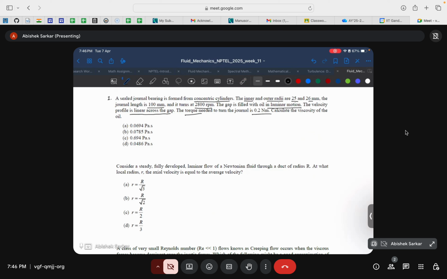Okay, so this is a standard problem for Taylor-Couette type flows, but here they have simplified the problem, considering the gap between the two surfaces to be very small, and imposing the linear velocity profile condition. Okay, so let us see how it is solved. The consideration of the velocity profile to be linear simplifies the problem very much. Let us see what we can do.